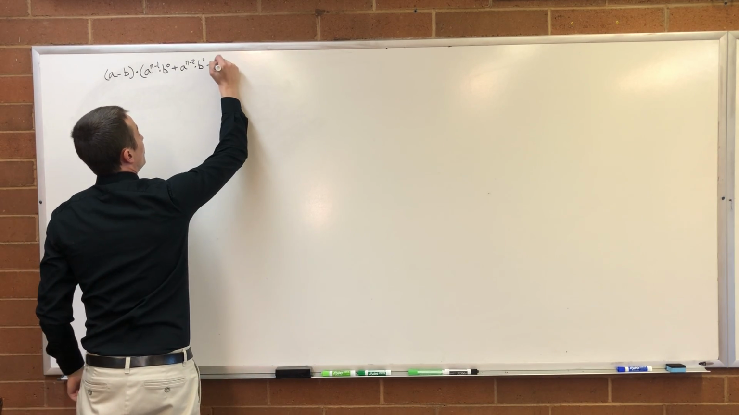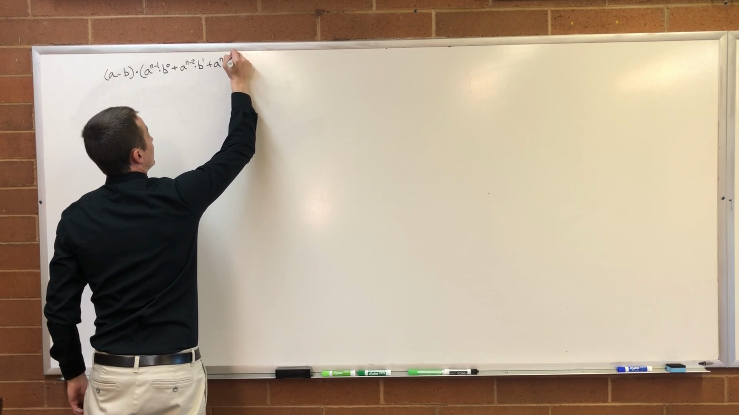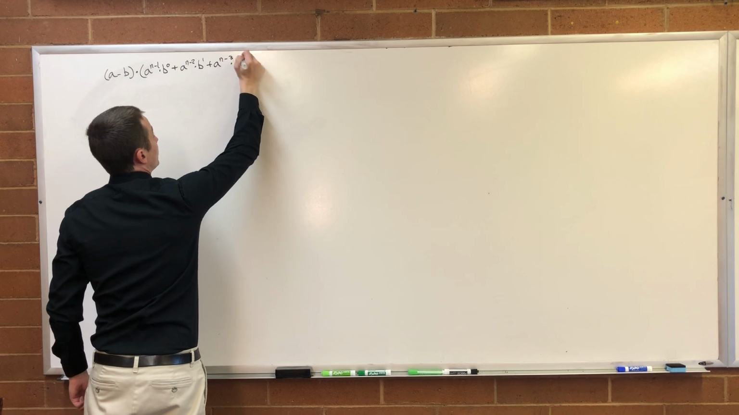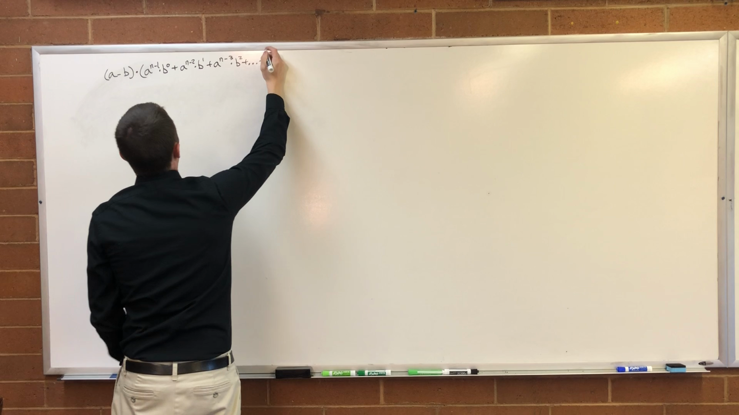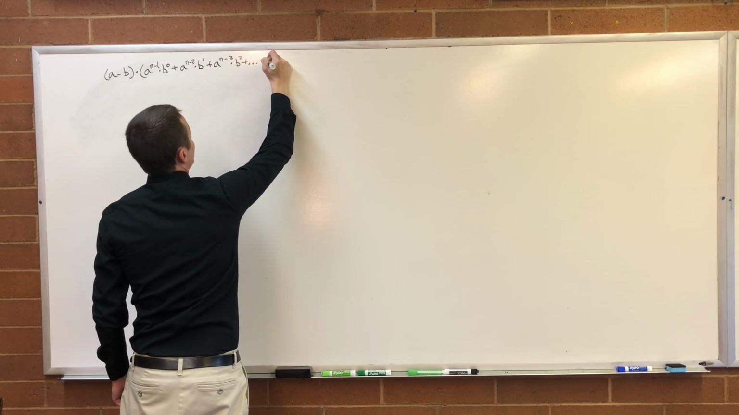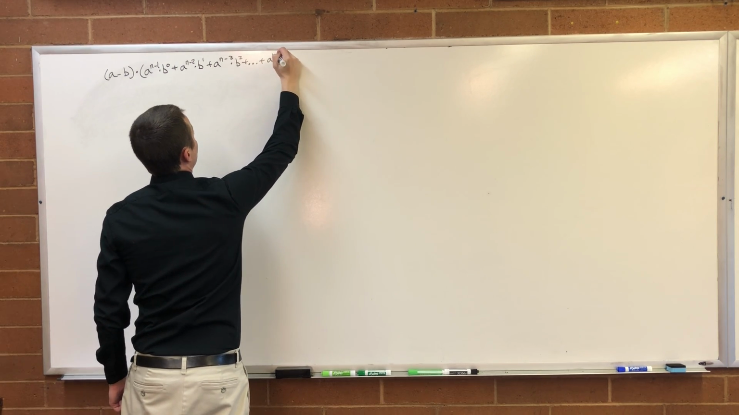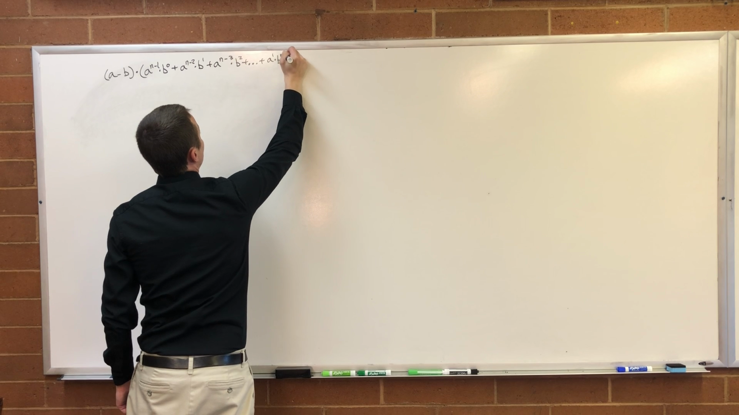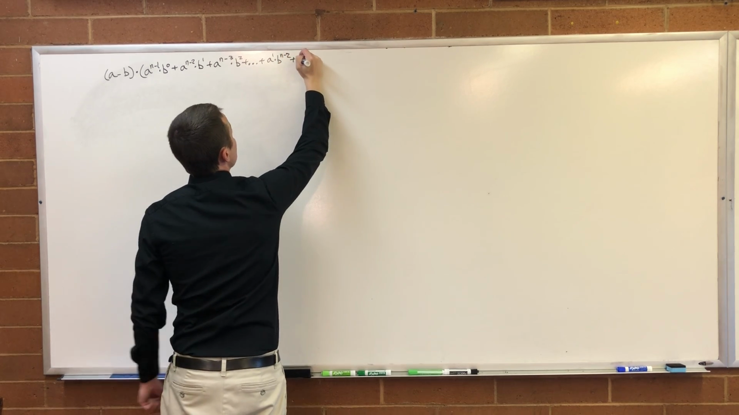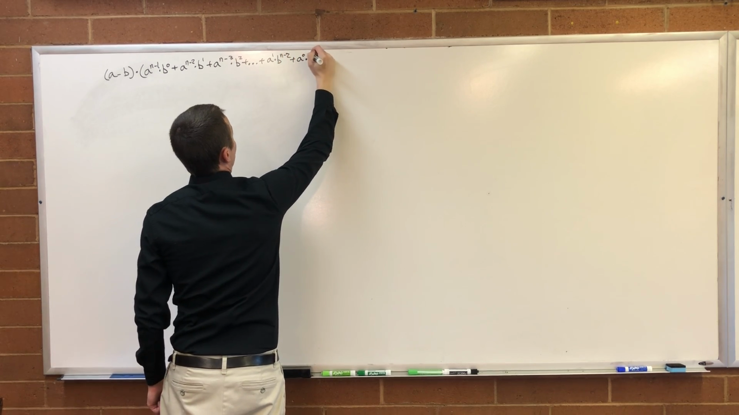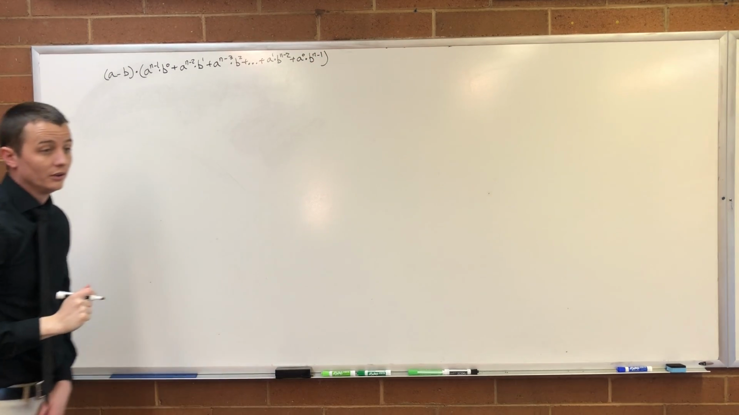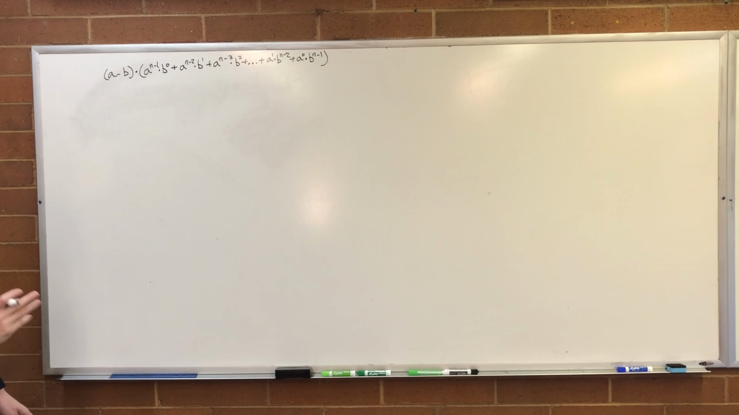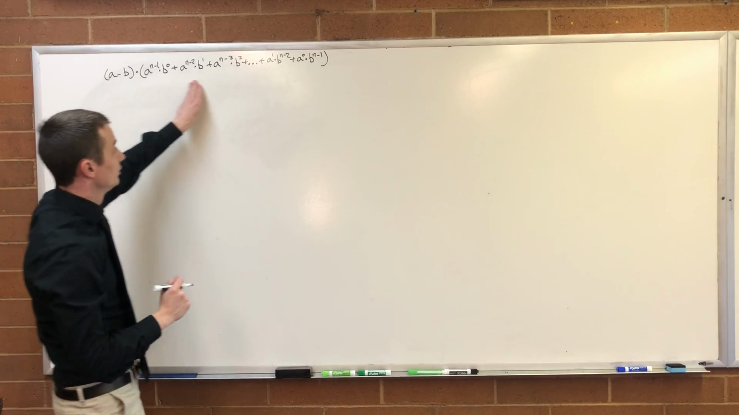So I'm going to write out one more term right here, a to the n minus 3 times b squared plus dot dot dot plus our second to last term would be a to the 1 times b to the n minus 2 plus a to the 0 times b to the n minus 1. Let's multiply this thing out and see what we get. But do you understand what this is saying?